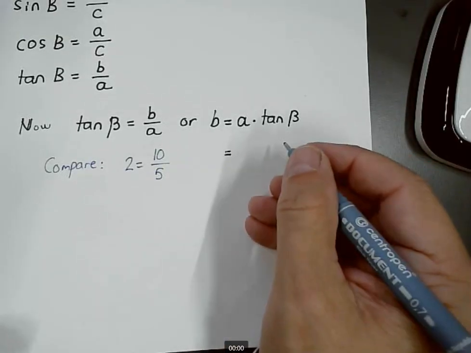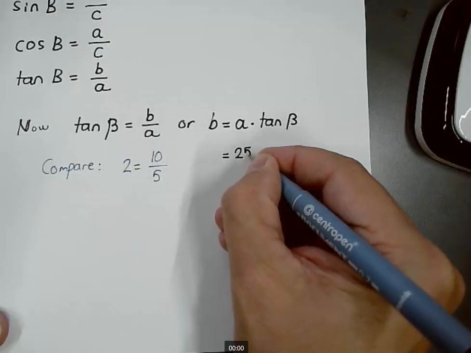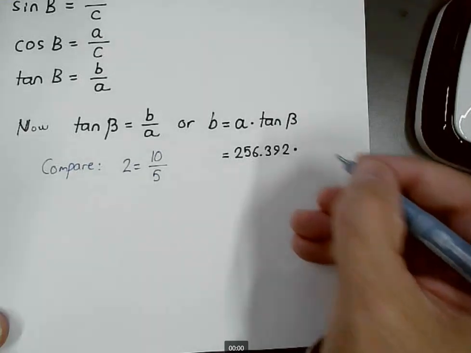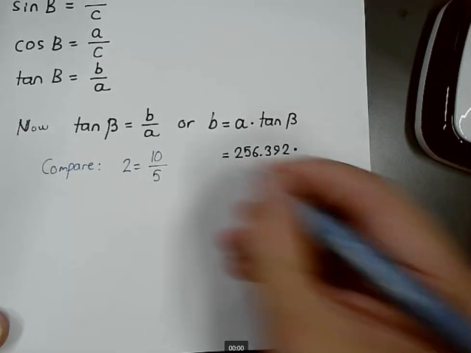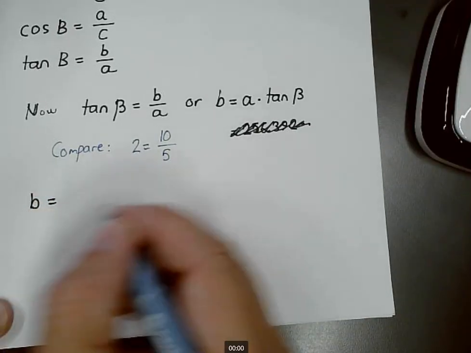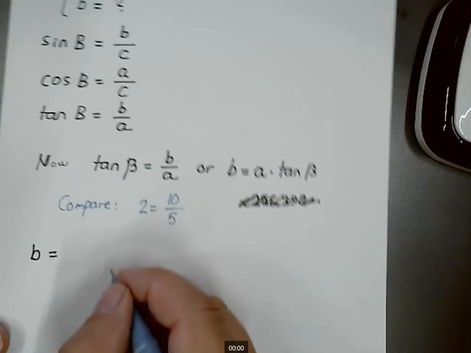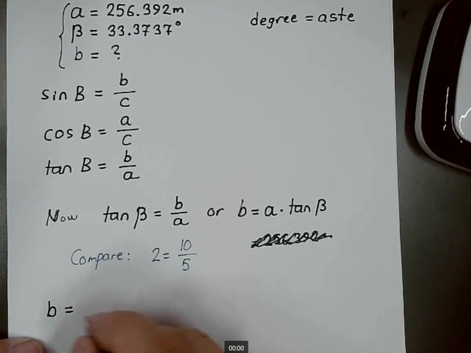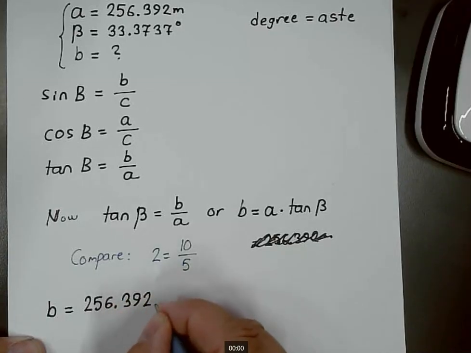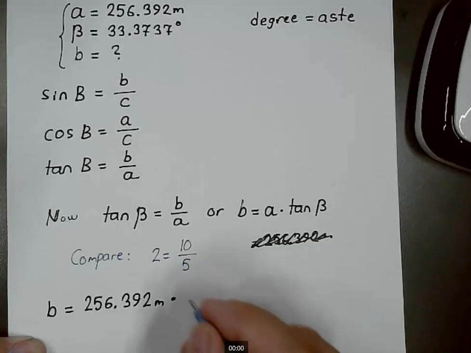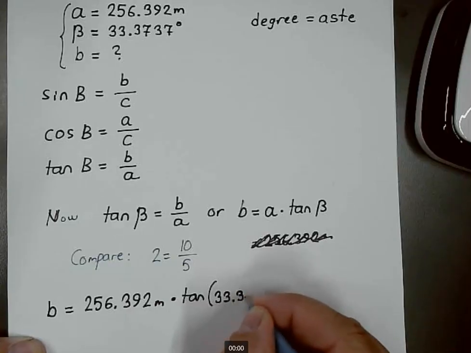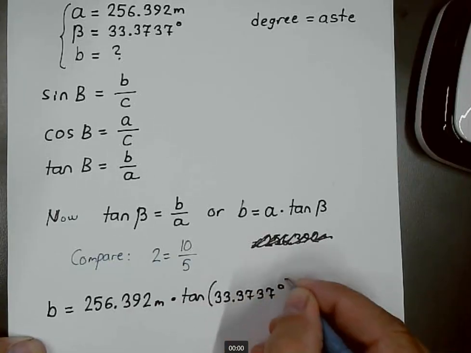So now we put these numbers in that equation. I don't have enough place, so I will write again here. A was 256.392 meters times tangent beta, like that.